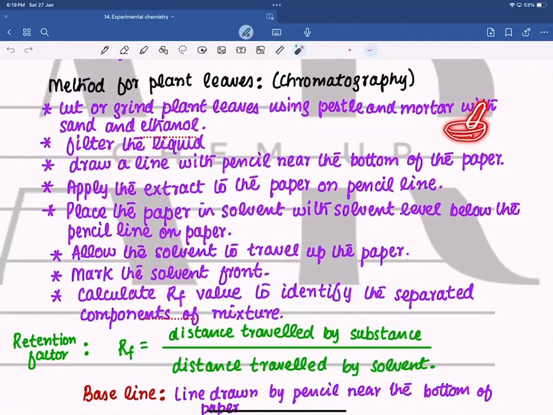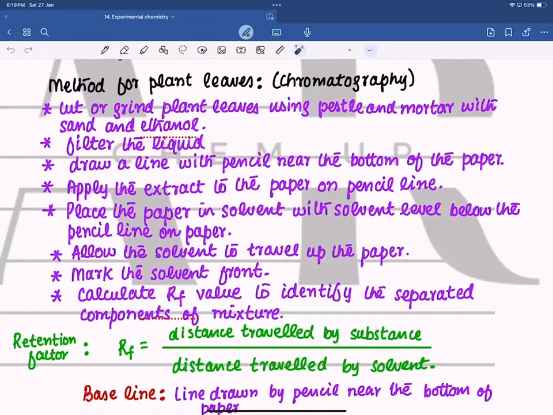We add ethanol, a liquid, and sand to the mortar. Along with the ethanol and the sand, the surface becomes rough and the leaves can be easily ground. When the leaves are ground, the pigments present in them are released and get dissolved in ethanol. After this, we filter the liquid. On filtering, the ground leaves and the sand get separated, and in the filtrate we get the pigments dissolved in the ethanol.